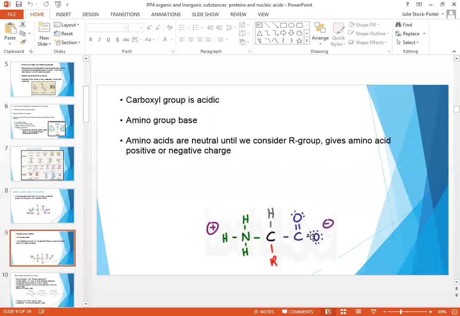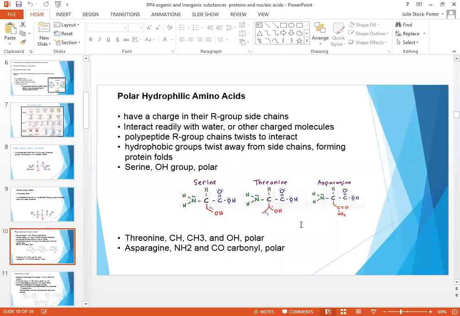What will change that is whatever happens here at the R. If I put an R group on here that's more acidic, then I have an acid. If it's more basic, I have a base. If it has a positive charge, I have something positively charged. If it's a negative charge, I have something negatively charged. But until I add that R group, my amino acid is always neutral. Any questions, make sure you get a hold of me.